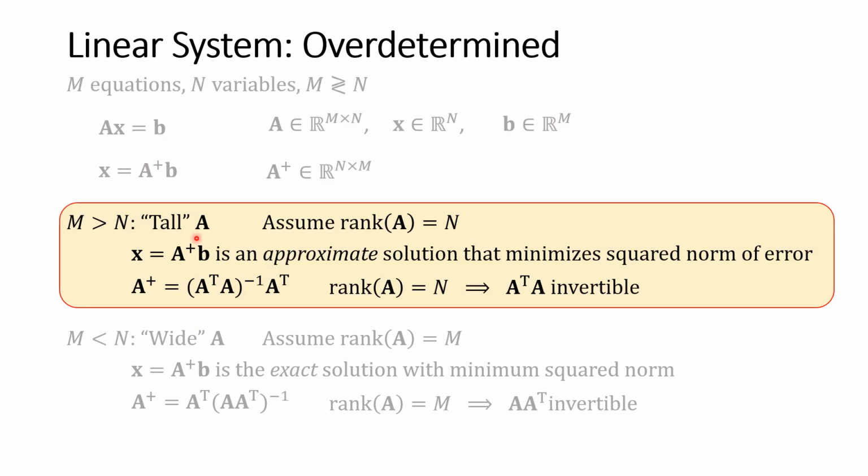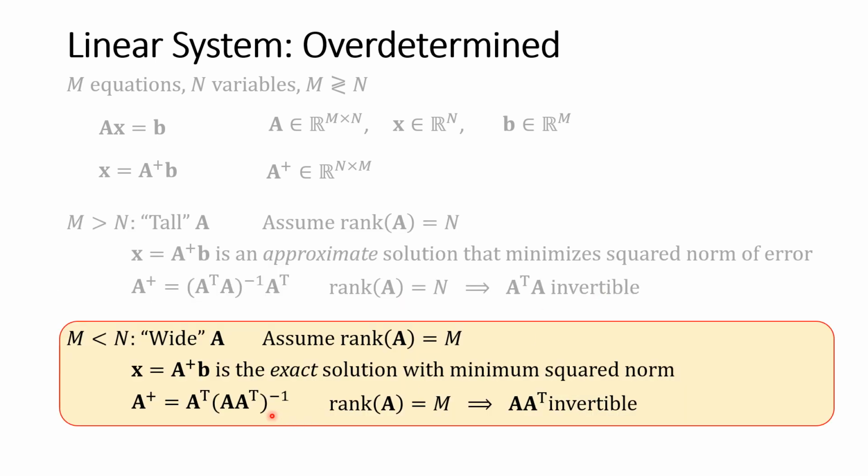Now, when A is a tall matrix, that is, m is greater than n, then we are looking at an approximate solution that minimizes the sum squared error. This is the expression for the pseudo-inverse of the tall matrix. We will assume that the rank of A is n, the minimum of the two dimensions m and n, in which case A transpose A is invertible.